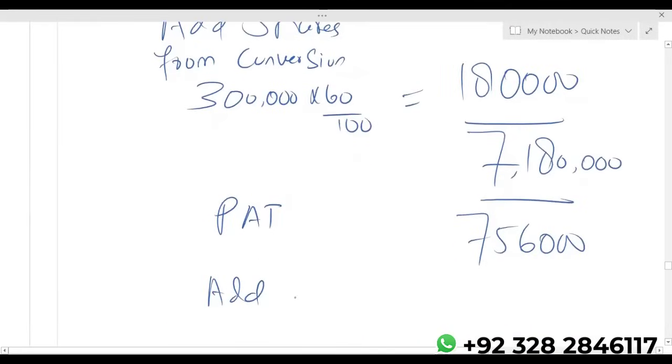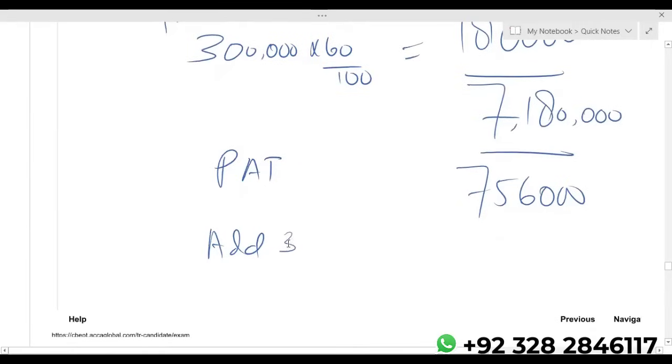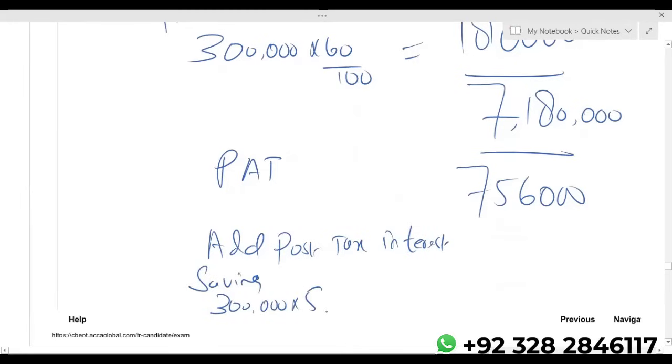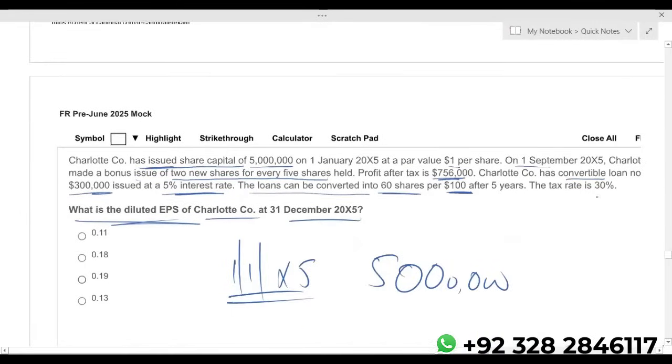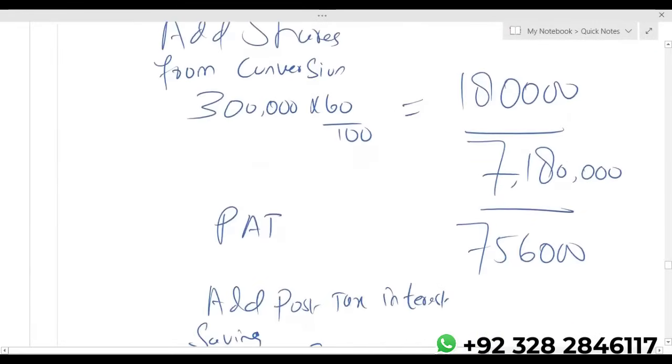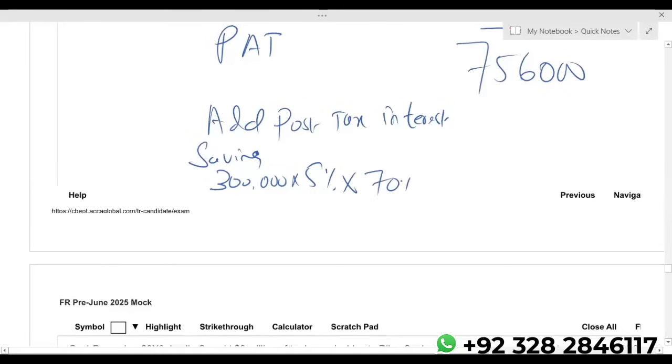So 300,000, simply add the post-tax interest saving. Post-tax interest saving: 300,000, the interest rate is 5%. What is the tax rate? They should have given us. Tax rate is 30%. Just multiply this with 70%. If the tax rate is 30%, you want to make something after tax, so just multiply that with 70%.